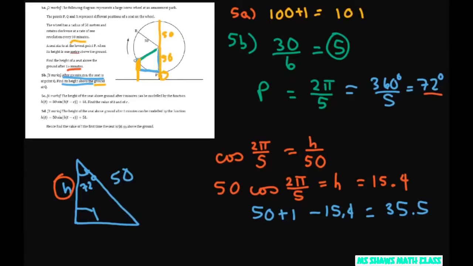All right, next. What is it saying? It's saying for C, the height of the seat above the ground after t minutes can be modeled by this function. Find the value of B and C.